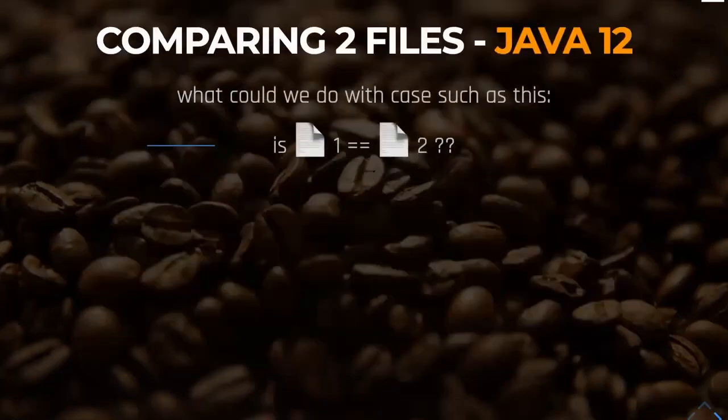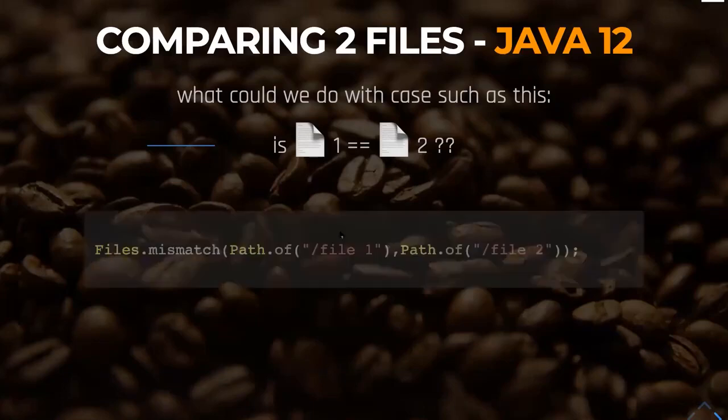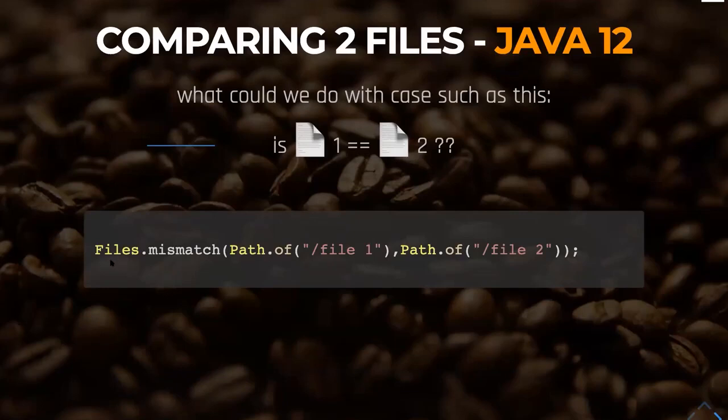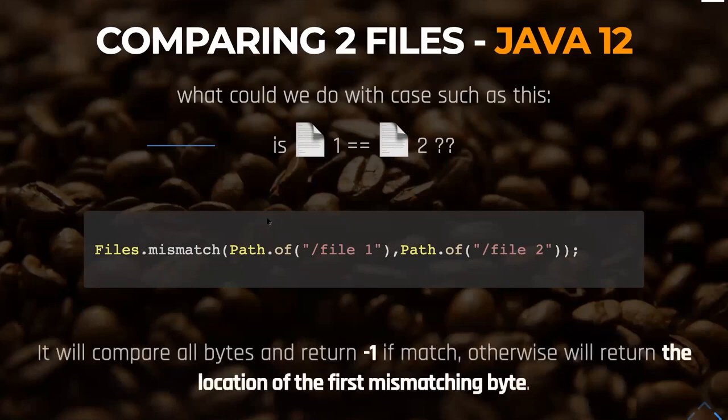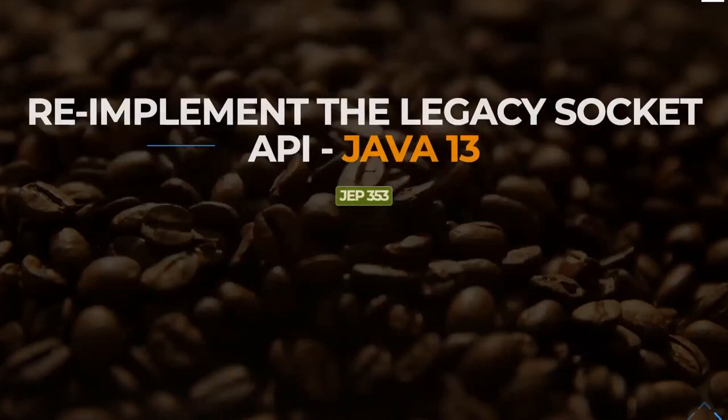We could also compare files in binary now, not even by text or by unit, it's binary. So if you have one file and a second file, and I would like to mismatch them or try to match them, we can use Files.mismatch, providing paths, and it will work normally without any problem. It will return -1 if it matches, otherwise it will return the location of the first mismatching byte.